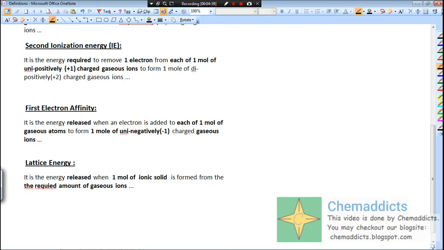And for the last thing that we will come across here is lattice energy. It is the energy released, be careful about this, when one mole of ionic solid is formed from the required amount of gaseous ions. So that's all the definitions we will need for solving this question.